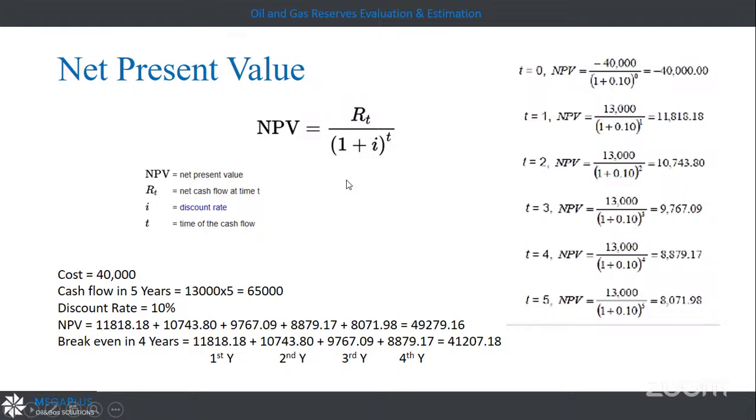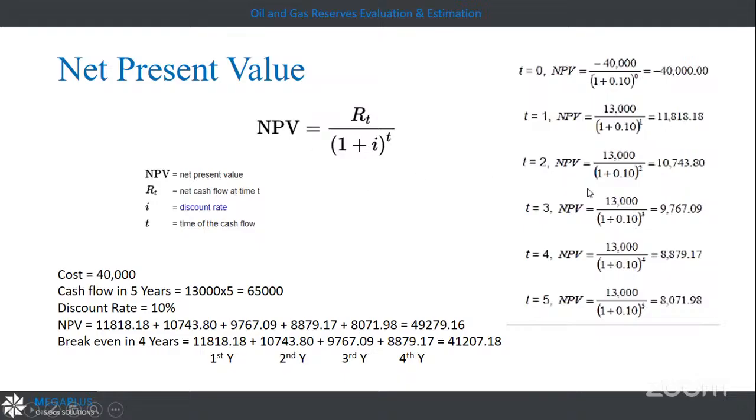If we see this example, we have a cost of $40,000 right now, and to make a project that will gain a cash flow of $13,000 per year. This is the cash flow, but this is not the present value. To calculate the present value, according to this equation, we will find in the first year it will be 11.